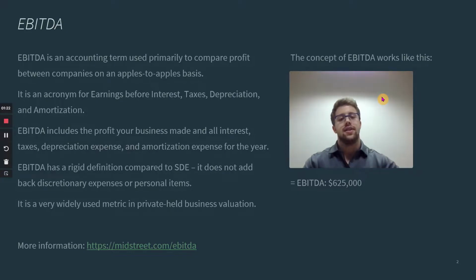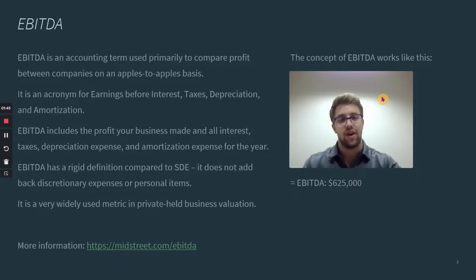In the last video, we talked about seller's discretionary earnings, which is a metric that was invented by brokers to help business buyers understand how much money they would make owning and operating the business. So it has a very practical application, and that's where the definition comes from. It's designed to give you a good idea of what you would make.